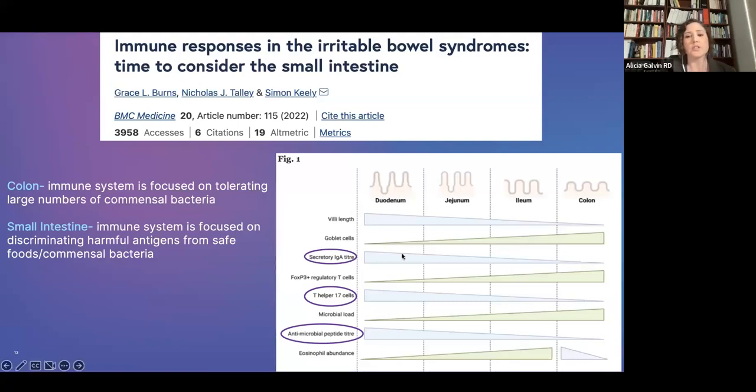So I think it's interesting to see here, and again, goblet cells, you see how that concentration greatly increases in the colon. So it's interesting how we have this dynamic, these opposite ends of the spectrum, so to speak, but yet they work together in unity. And if one area is imbalanced, it can lead to imbalances in other areas as well.